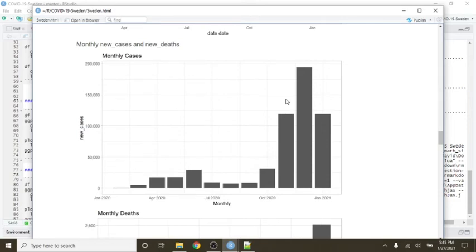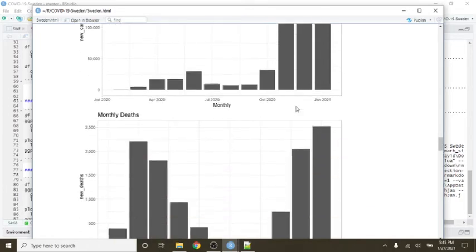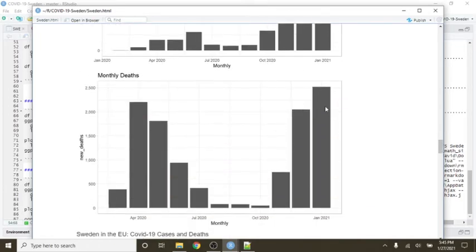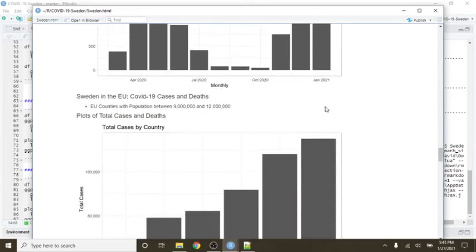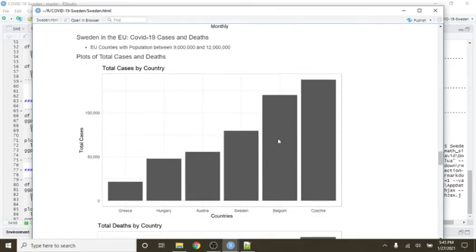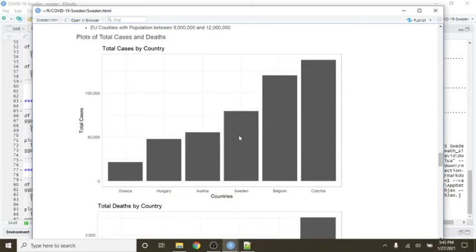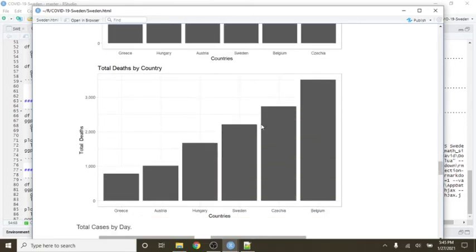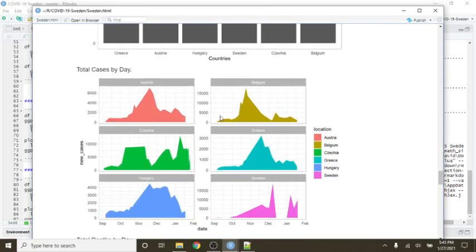Now, if we look at the monthly cases, you can see January's cases are over halfway to the top here. With only 4 or 5 days to go, your January cases may not catch December's cases. And unfortunately, your January deaths are already the most deaths so far, 2,500. Now, these are the countries in the EU with a population of 9 to 12 million. So here we go. Sweden, as you can see, has the third most cases so far of all these countries. Sweden has the third most deaths so far from all these countries. Okay, over 2,000 deaths.